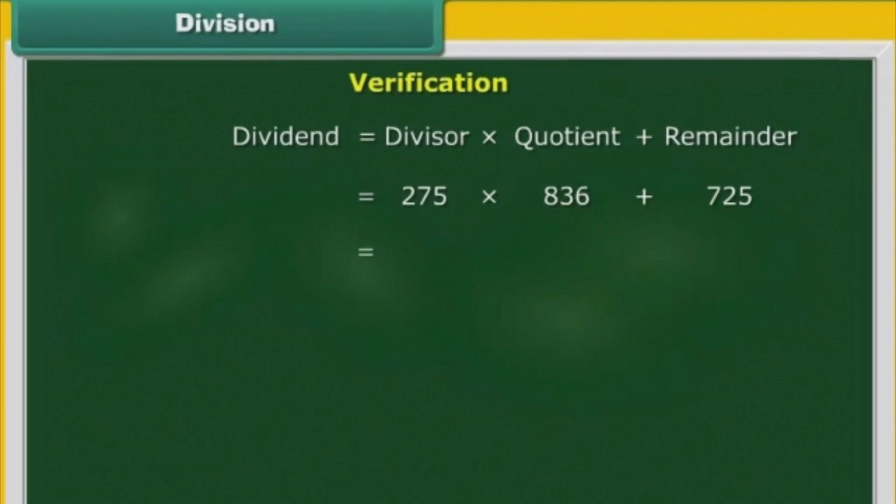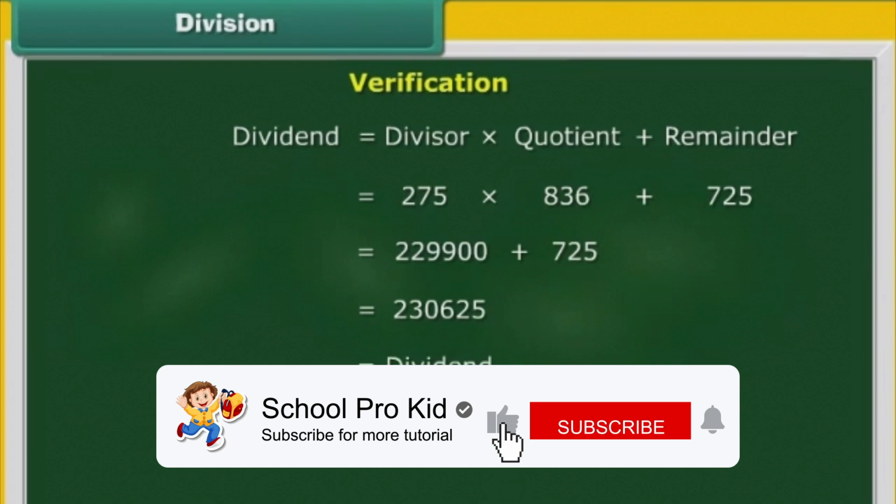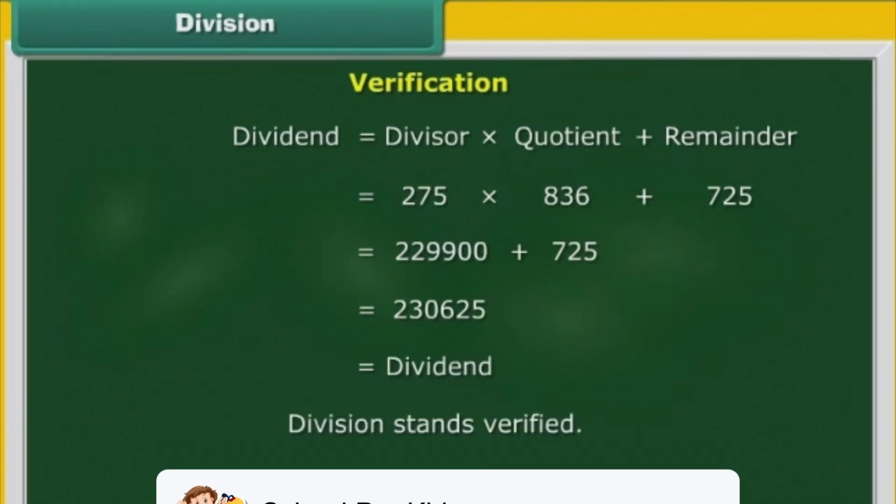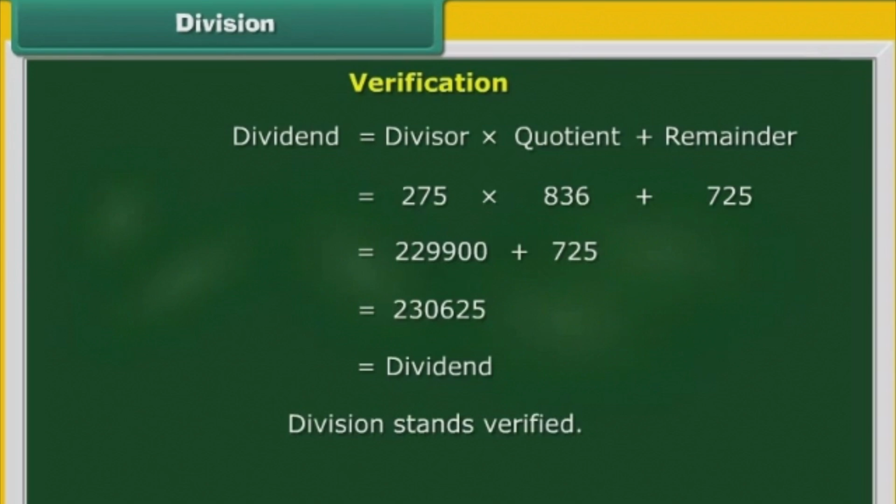That is equal to 229900 plus 725. That is equal to 230625. That is equal to dividend. Therefore, the division stands verified.